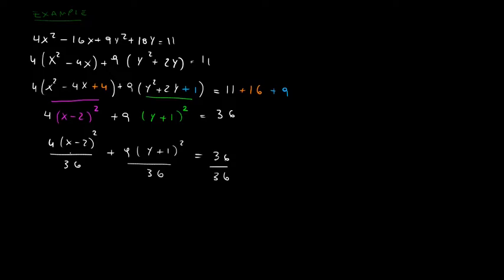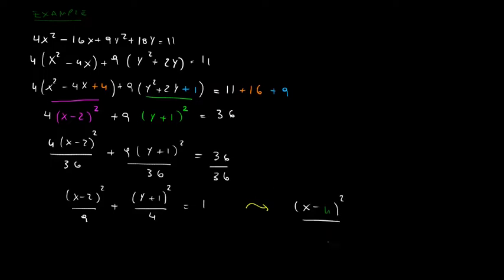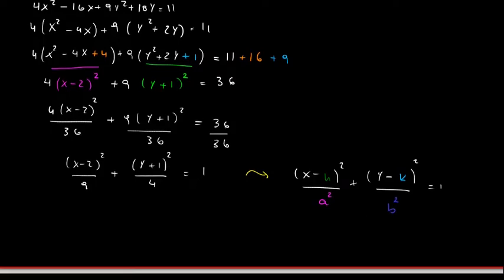4 divided by 36 is 1 over 9. And 9 over 36 is 1 over 4. 36 divided by 36 is 1. And now we have to remember the equation of the ellipse. And our equation can be written as this. And with all this information, we can now start plotting.